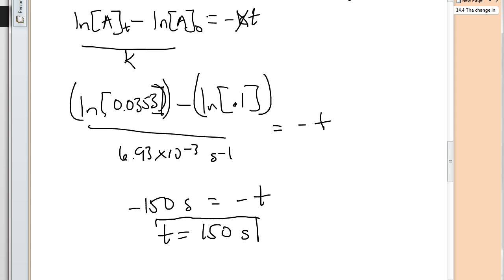Try that out. Run that through your calculator and double check that you get the same answer, and make sure that you do. That's tonight's homework.